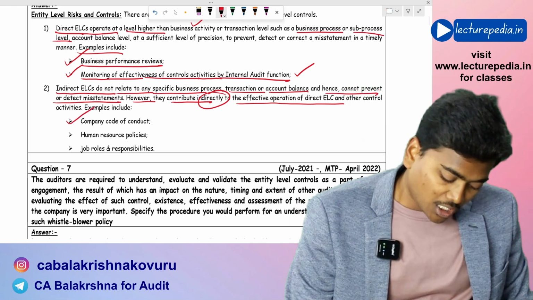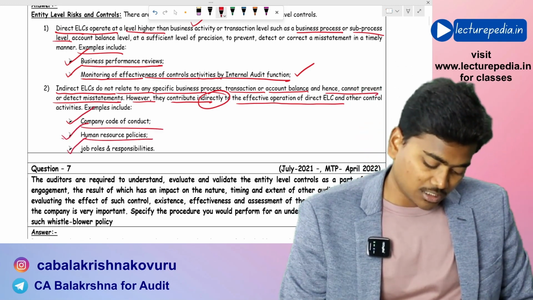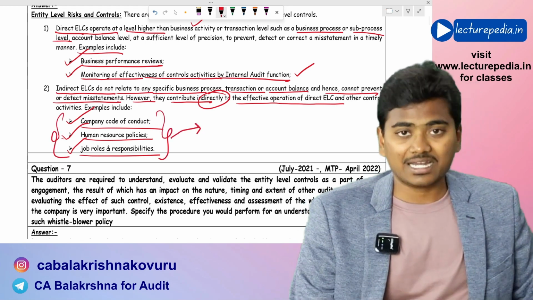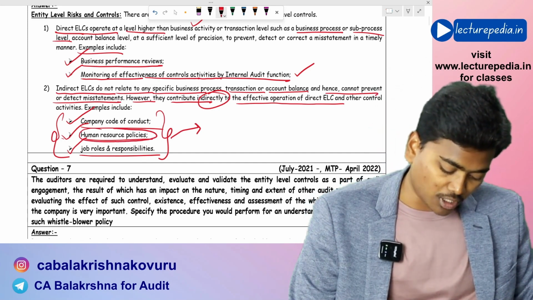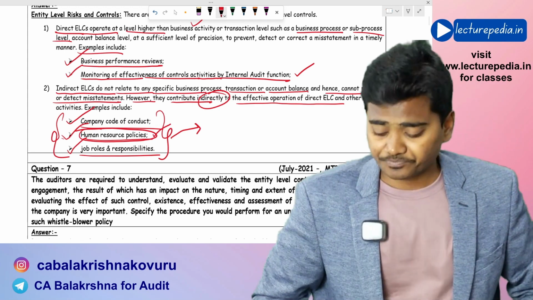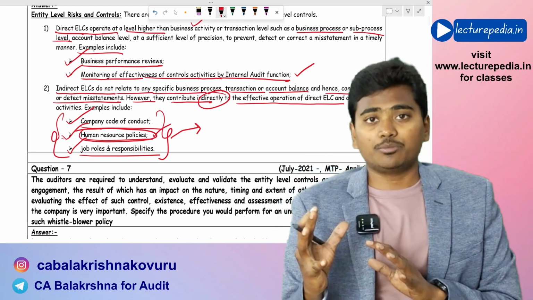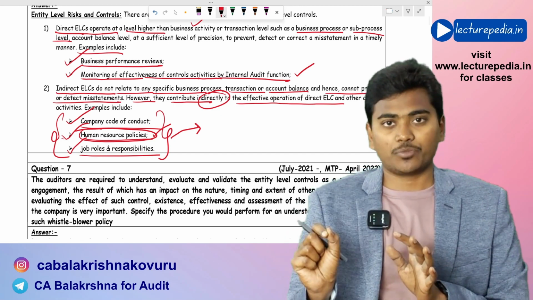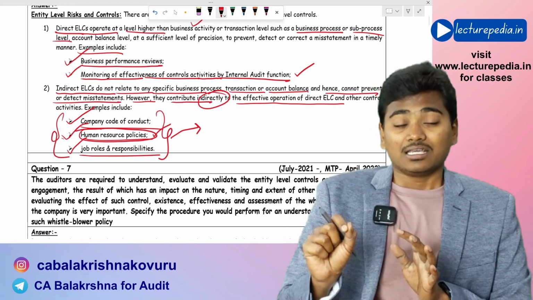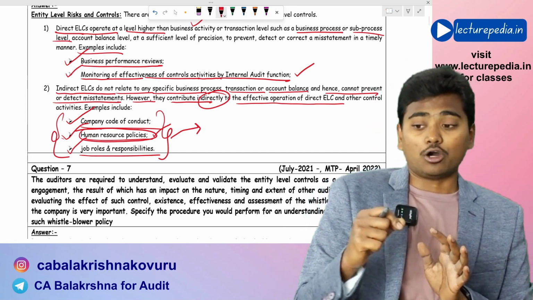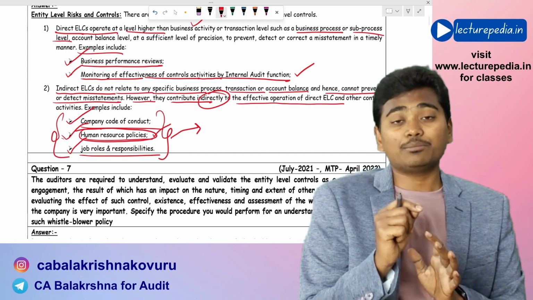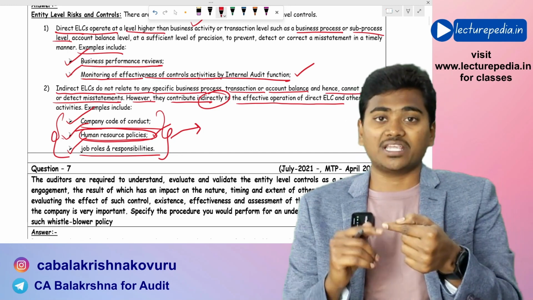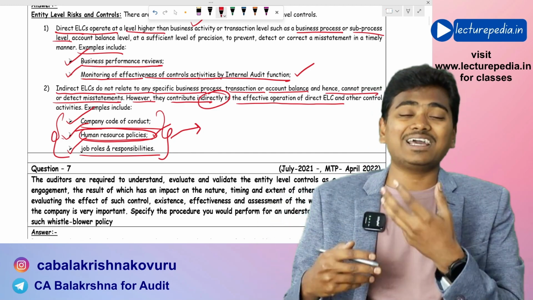What could be examples? Company code of conduct, HR policies, job roles and responsibilities. All these are indirect entity level controls. By implementing these indirect entity level controls, just say for example, human resource policies, you are hiring those people who are very helpful to the entity, at the same time who have integrity. If you hire people having integrity, the chance of those people committing frauds or errors is very less. So here you are indirectly eliminating the frauds. So this is indirect entity level controls.